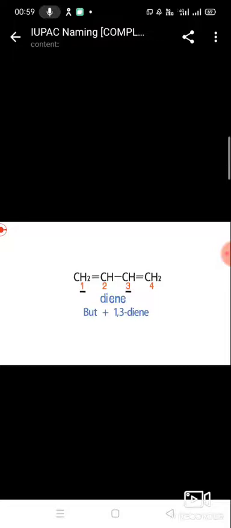1, 3 because it is attached in the third carbon atom. First we have to give the lowest number. So 4 carbon atoms are there in a straight line and the double bond attachment is in the first carbon and third carbon. So buta 1, 3 diene.